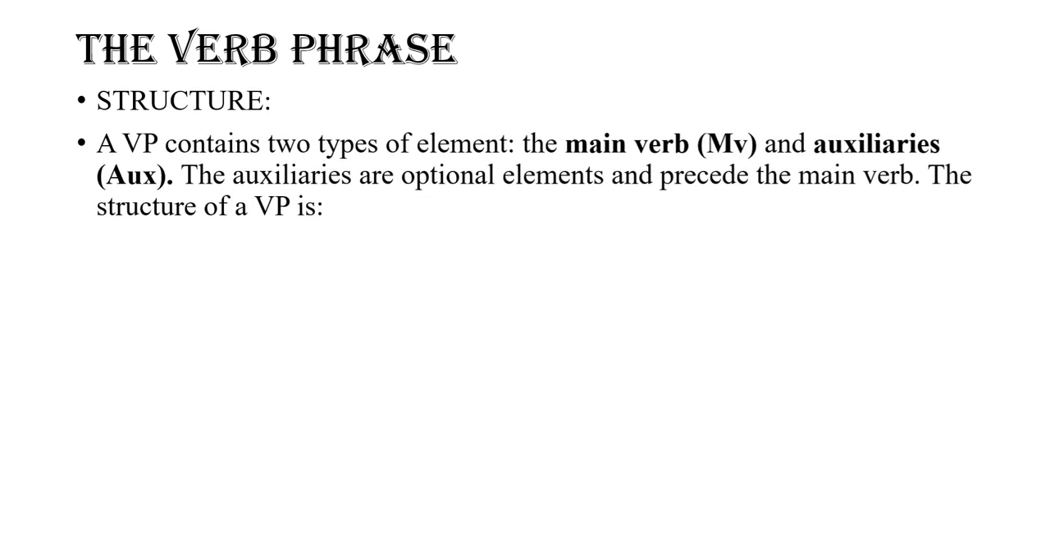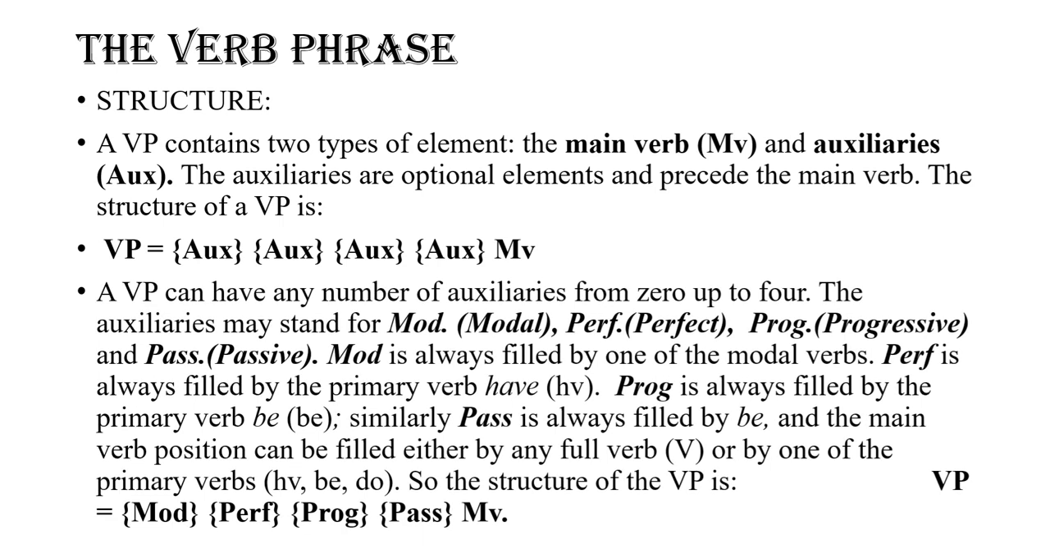So let's see the elements of the verb phrase. A verb phrase contains two types of element, the main verb and the auxiliaries. The auxiliaries are optional elements and precede the main verb. So a VP contains auxiliary, auxiliary, auxiliary, auxiliary and main verb. The maximum number of auxiliaries in a verb phrase is 4, and the minimum is of course 0. So a VP can have any number of auxiliaries from 0 up to 4.